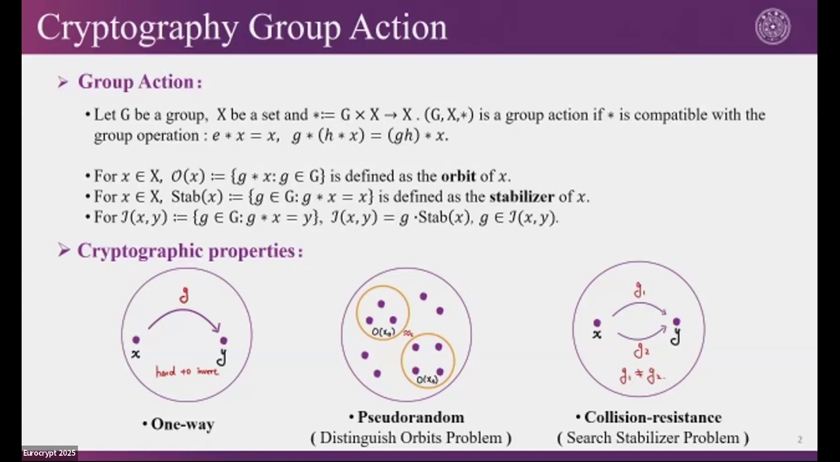And we need some cryptographic properties. Firstly, we need one-wayness, which means it's hard to invert the group action. And secondly, we need pseudo-randomness, which corresponds to the distinguish orbit problem, which means the uniform distributions of different orbits are computationally indistinguishable. And finally, we need collision resistance, which corresponds to the search stabilizer problem, which means you cannot find a non-trivial group element in Stab_x.